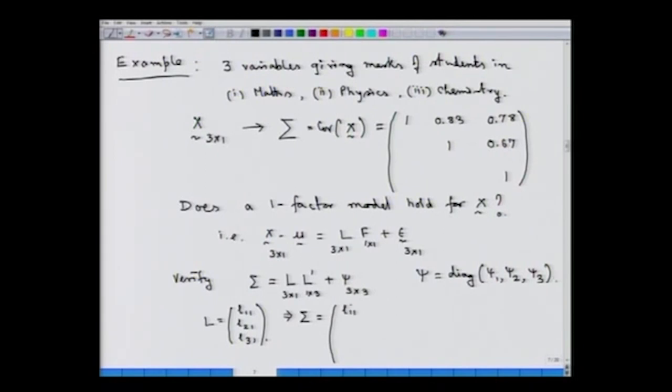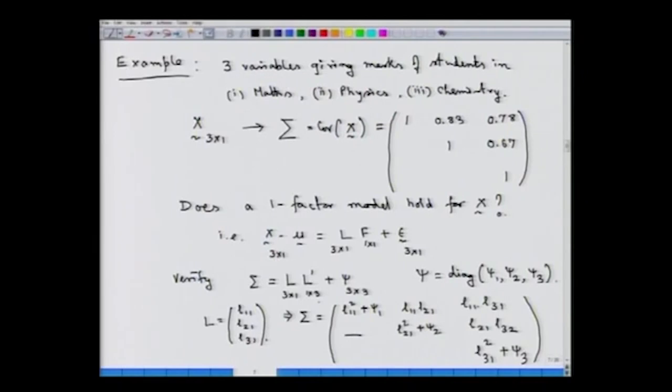So, looking at L transpose, this gives us L 11 squared plus the element coming from the psi matrix, psi 1. The second entry is L 11 times L 21, the third entry is L 11 times L 31. The second diagonal entry is L 21 squared plus psi 2. This entry is L 21 times L 31, and the third diagonal entry is L 31 squared plus psi 3. Now, this is a symmetric matrix, so the entries mirror each other.